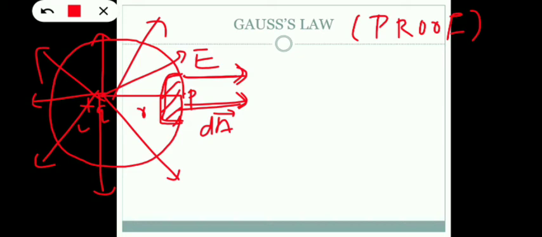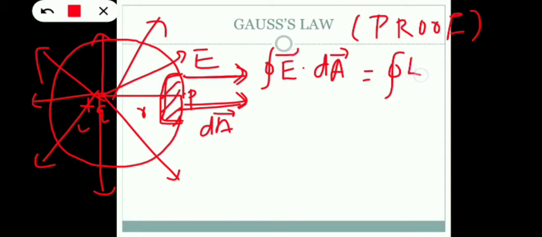Now, what is Gauss's law? Gauss's law states that closed integral E dot dA equals Q by epsilon naught. So just expand closed integral E dot dA. What is A dot B? AB cos theta. So E dot dA will be E dA cos theta, where theta is the angle between the electric field E and the area vector dA. So here, what is the angle between them? The electric field and the area vector are acting along the same direction, so the angle between them is 0.